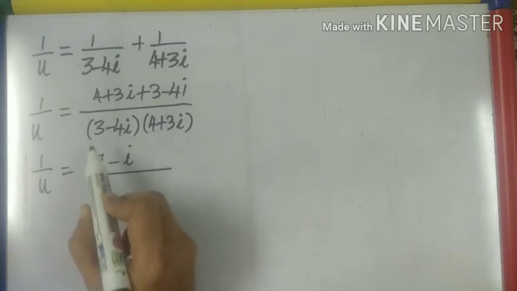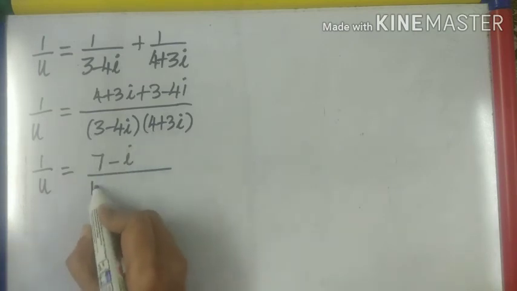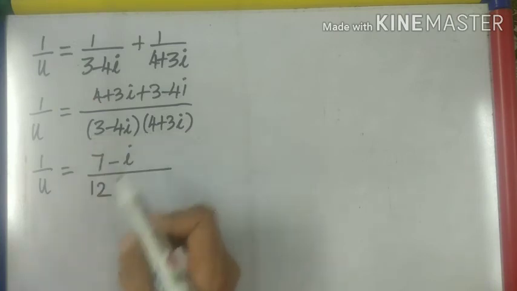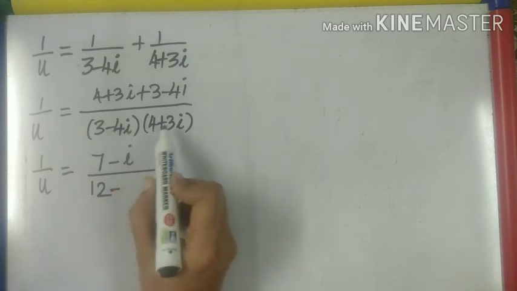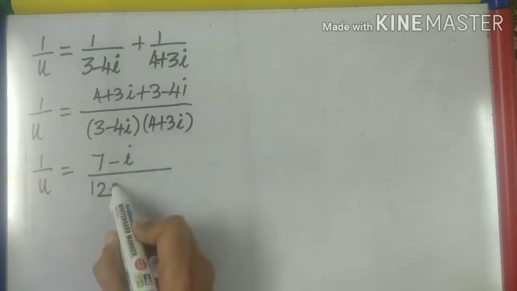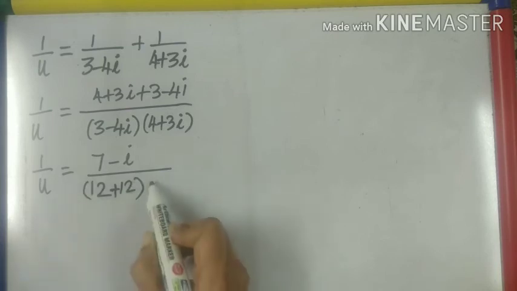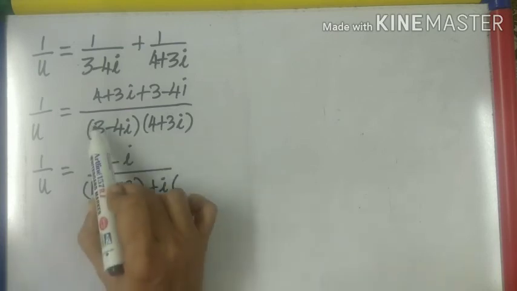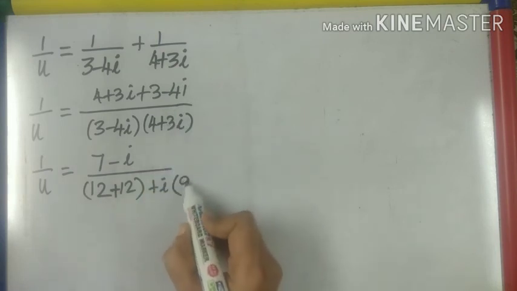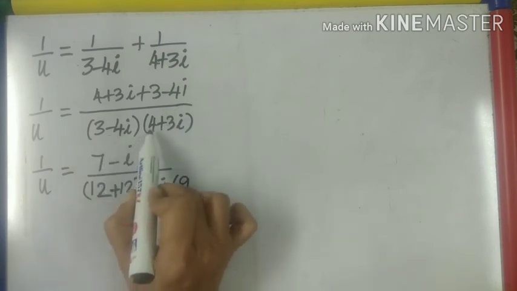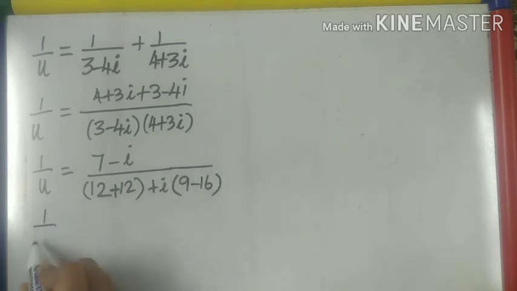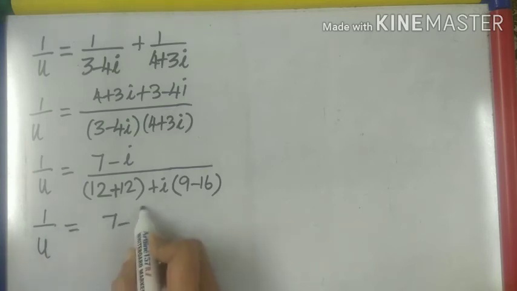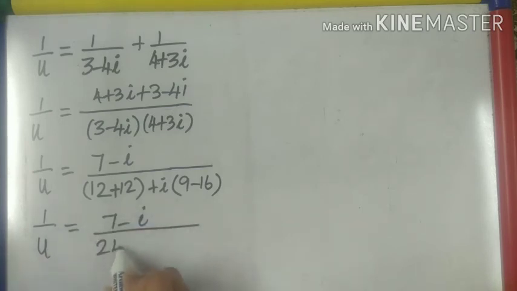Denominator, let us multiply. 3 4s are 12. How do we multiply? Real and real minus imaginary and imaginary. Minus 4 into 3, minus 12. Already one minus, so it is plus 12. Plus i into real and imaginary, 9, plus imaginary and real, so it is minus 16. Simplifying the answer, 1 by u equals 7 minus i divided by 24 minus 7i.